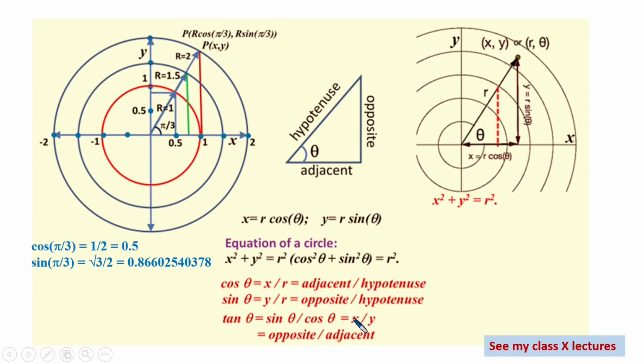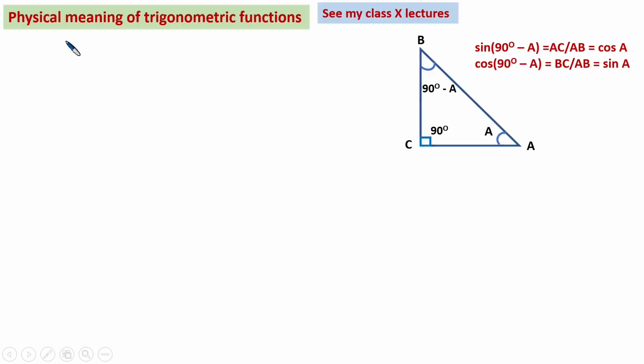Here I think I made a mistake. It should be y by x. Sin theta is y by r and this is x by r. So this should be y by x. That is equal to opposite side by adjacent side, y by x. Now let us see what is the physical meaning of those trigonometric functions.